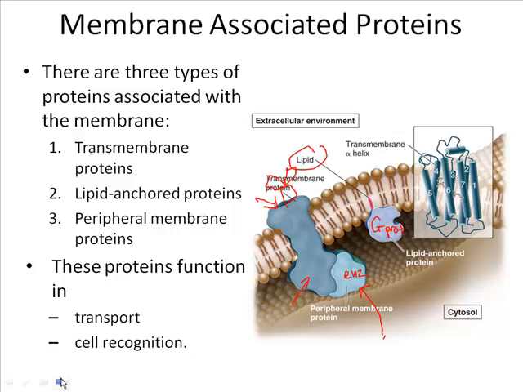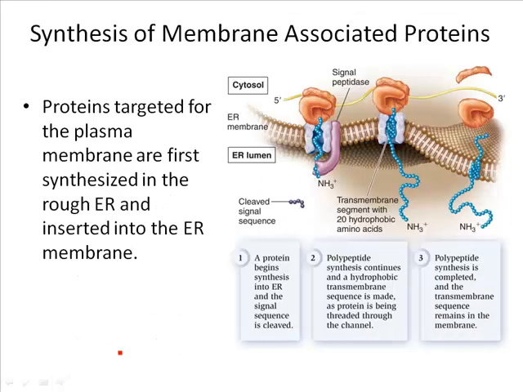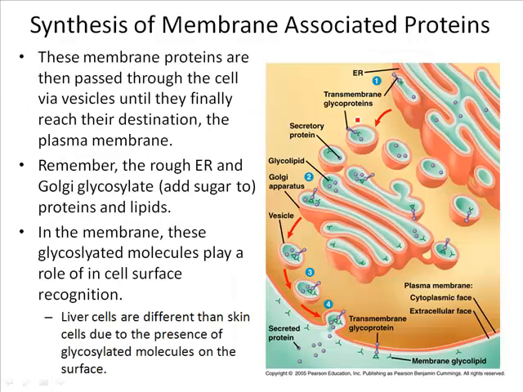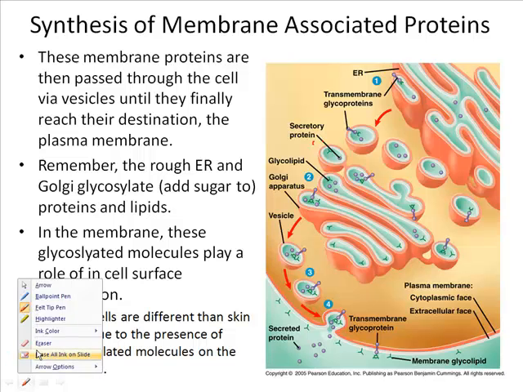Now, in order to understand how they get inserted and how they function, again, we have to understand their structures. Now, we've talked about this. Membrane proteins originate from the rough ER. And these membrane proteins, once they're inserted into the membrane of the rough ER, are transported in vesicles throughout the cell. Here's a nice picture I took from another textbook that shows that. Here's the ER. Here's my transmembrane protein. Let me take out a different color pen here.